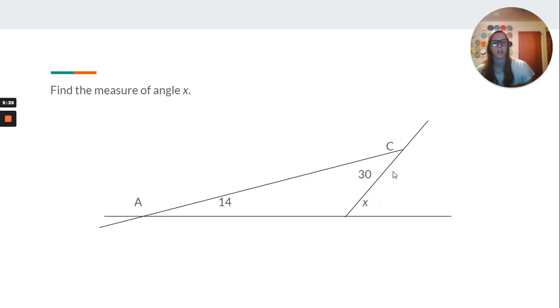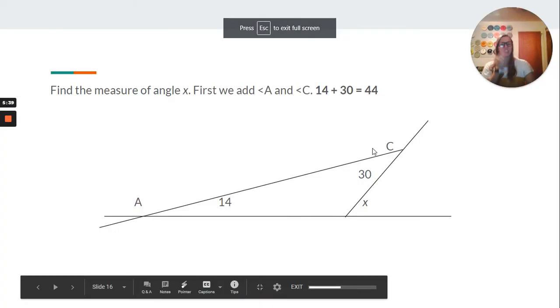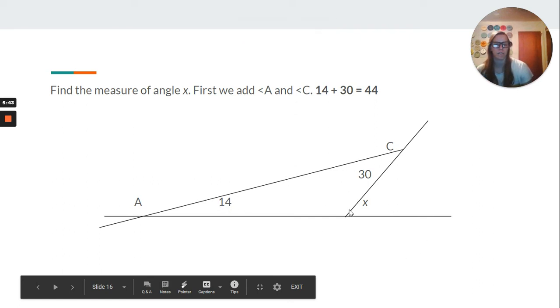So we have 14 and 30. We're going to add those together. So add A and C. 14 plus 30 equals, not 136. Sorry. So 14 plus 30 equals 44. So that is equal to angle X.